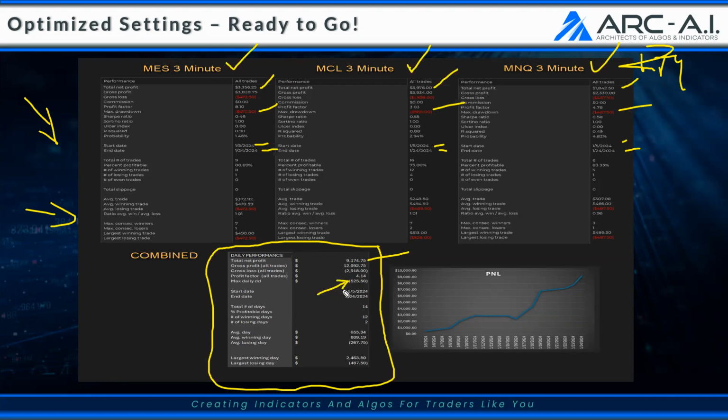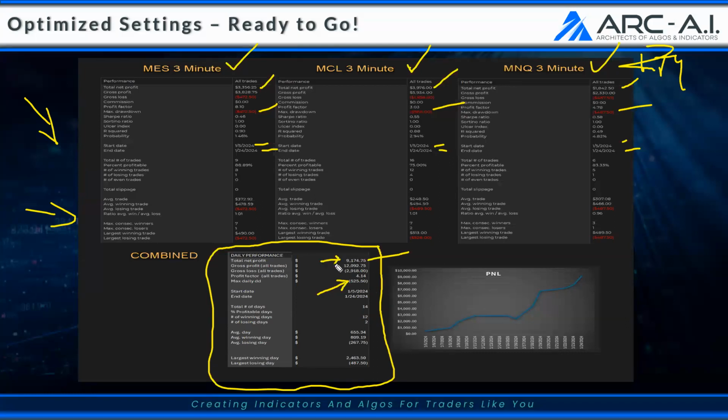The max daily drawdown. This isn't intra-trade drawdown. This is daily. That was the only way I could do it. Okay. The max daily drawdown is 525. So that means the worst day that you ever had trading these simultaneously from the 5th through the 24th was a negative 500 day. Not the end of the world.